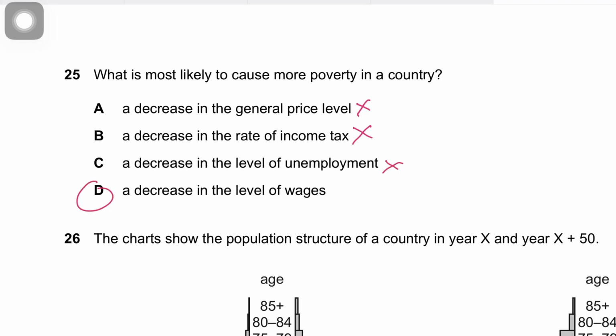A decrease in the level of wages is correct, because a decrease in the level of wages would mean workers have less incomes, households have less purchasing power, and more people would struggle to afford even basic necessities.